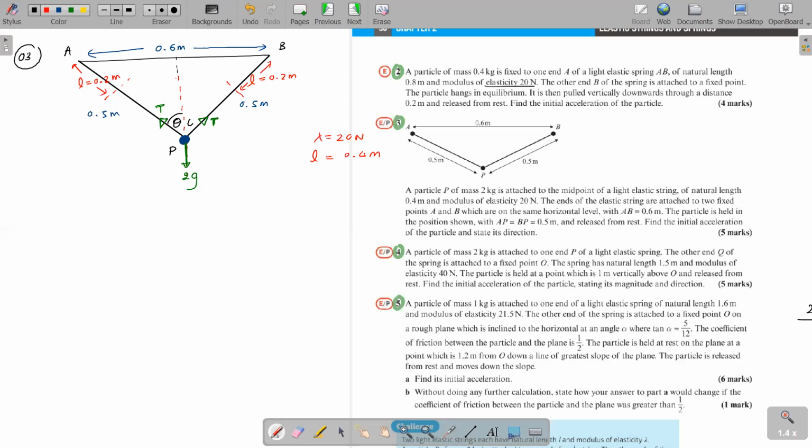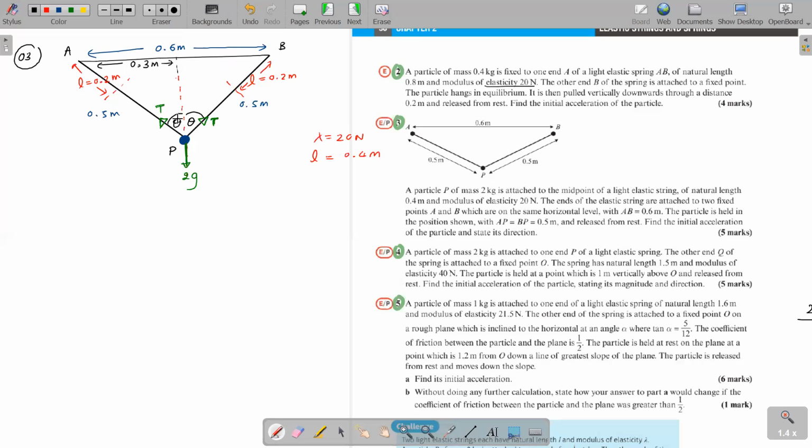So you need to realize these theta values are equal. How do I get this theta value? Is it possible to get the theta value? I think you can see that this is 0.6 meters. So this is exactly the midpoint, right? We've taken this particle from the midpoint. So this particular length should be 0.3 meters. Do you agree? So I think you can see it's easy for us to get the theta value.